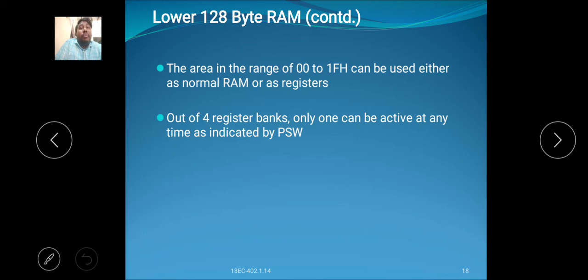In the program status word, we have two bits, RS1 and RS0. Based on the RS1 and RS0 bits, the banks will be selected. Out of 4 register banks, only one can be active at any time as indicated by the program status word.